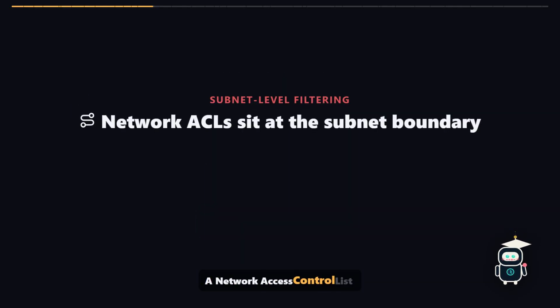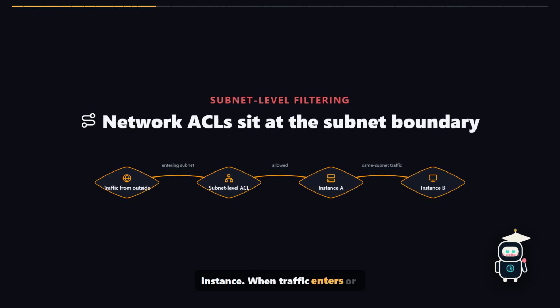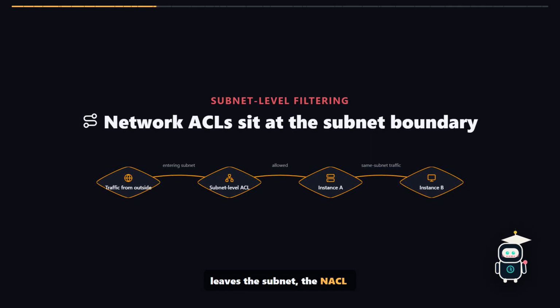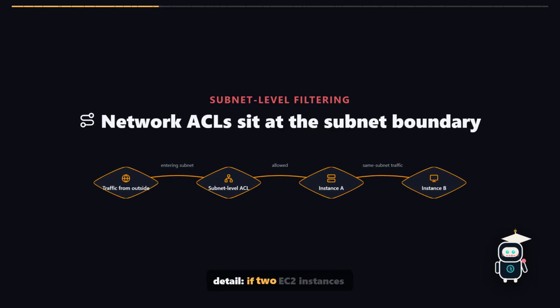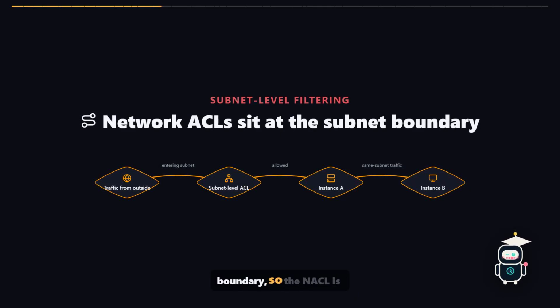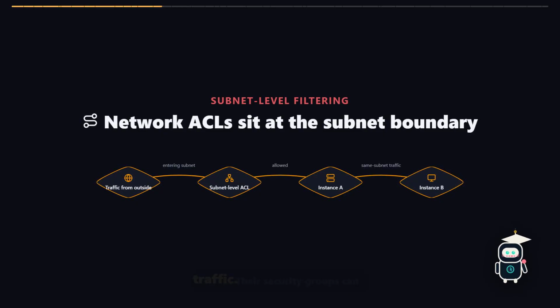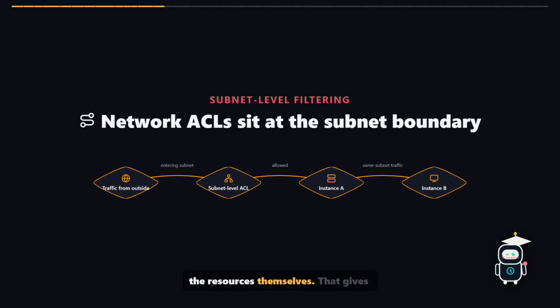A network access control list is associated with a subnet, not with an individual EC2 instance. When traffic enters or leaves the subnet, the NACL evaluates that traffic using the rules associated with the subnet. But here is an important detail. If two EC2 instances communicate with each other inside the same subnet, that traffic does not cross the subnet boundary, so the NACL is not used to filter that traffic. Their security groups can still evaluate the connection because security groups are associated with the resources themselves.